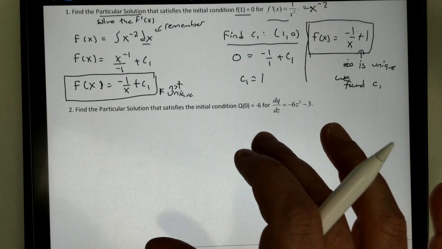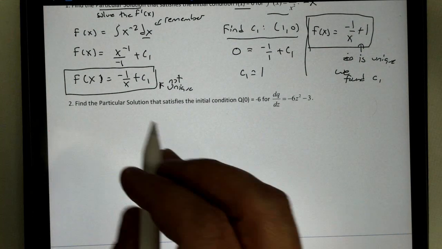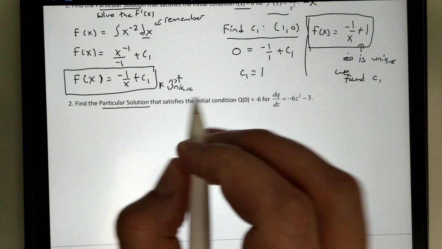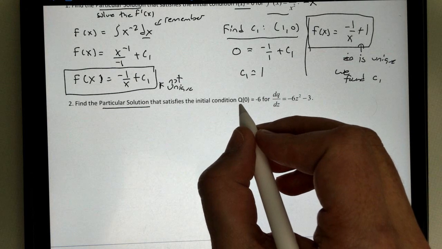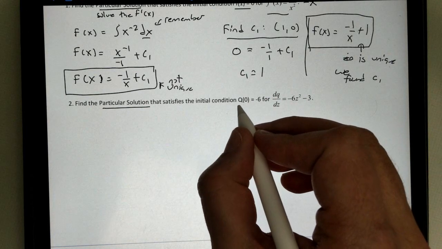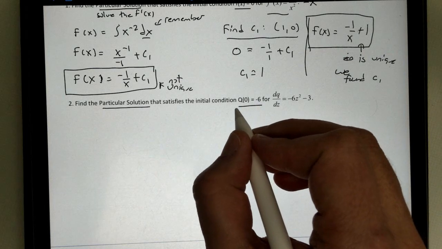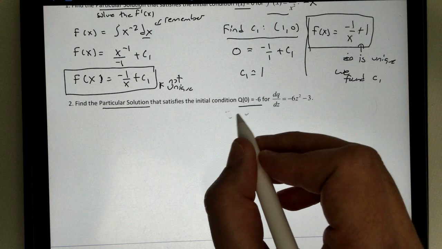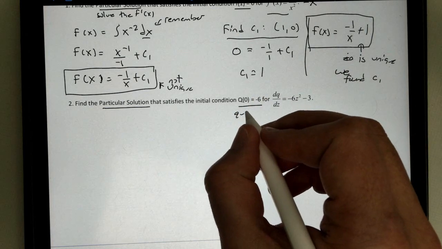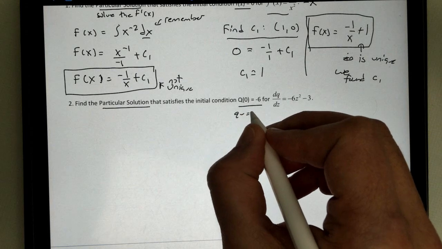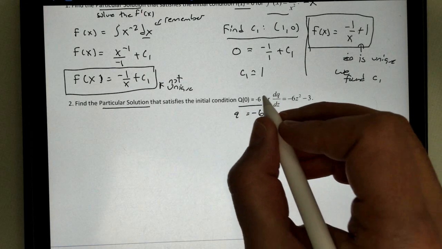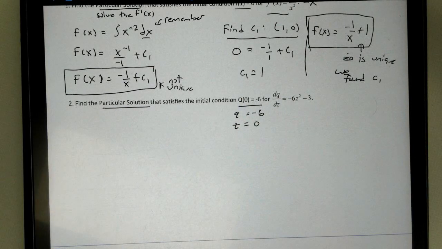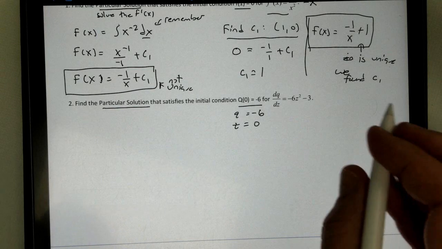So let's try the next one, part number 2 here. Find the particular solution that satisfies our initial condition. Q of 0 is negative 6. So they're telling us that Q is negative 6, and the other variable is Z, and Z is 0. So when Z is 0, Q is negative 6. We want to solve it.